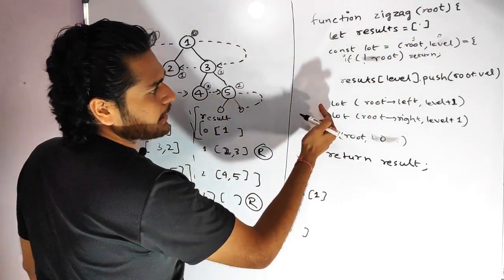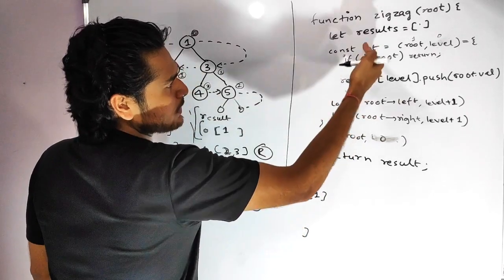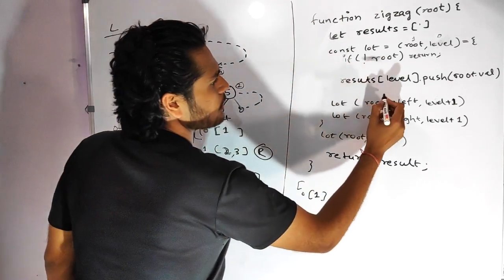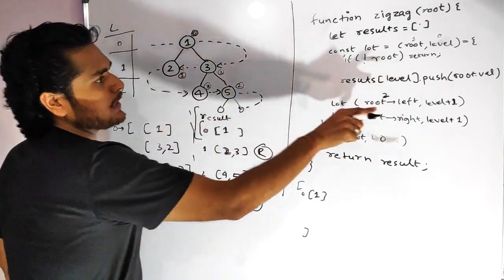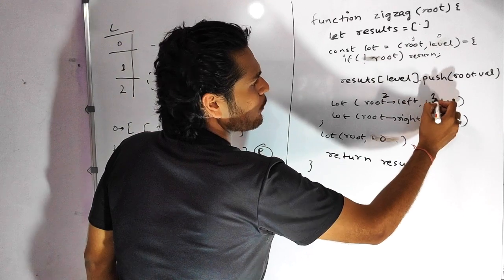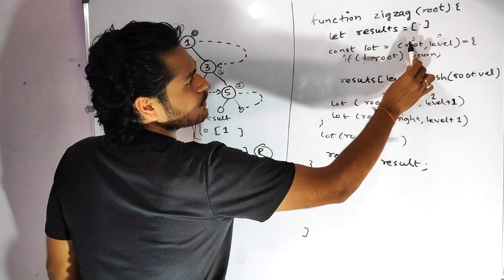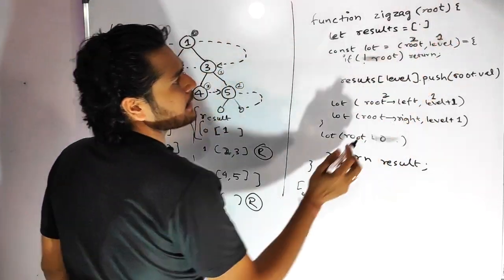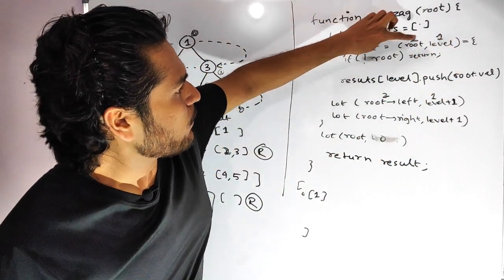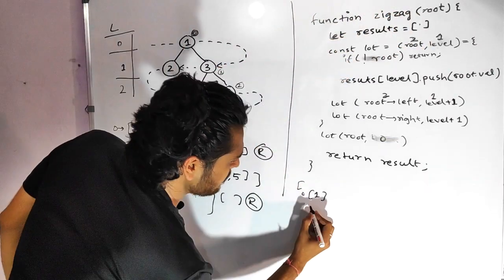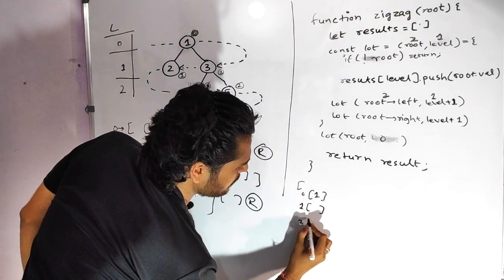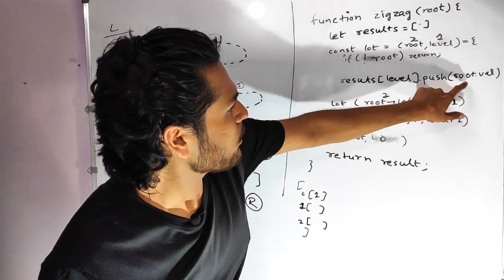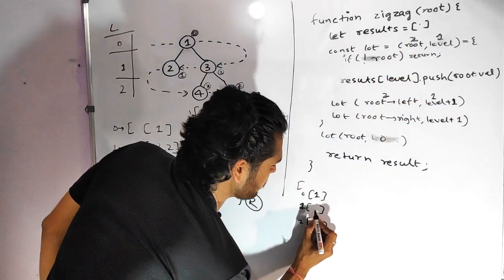And what will happen in the recursive call? It will call this function again for root.left. Root.left will be 2, and level plus 1 will be 1, and it will call again. So this time it is 2 and 1. And results of level, results of 1, we will push in root.val. Root.val is 2 this time, something like this.